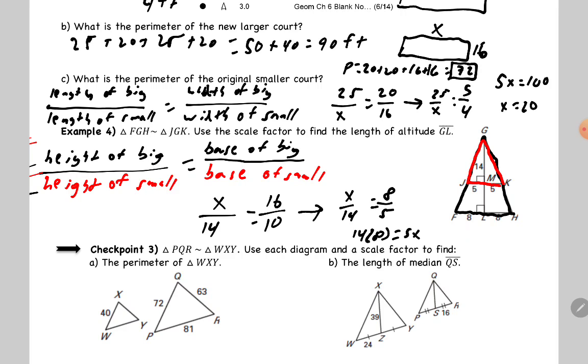So 14 times 8 equals 112. And then 112 equals 5x. You divide both sides by 5, and you'll get x is about 22.4. So the height of the big triangle is 22.4 units.